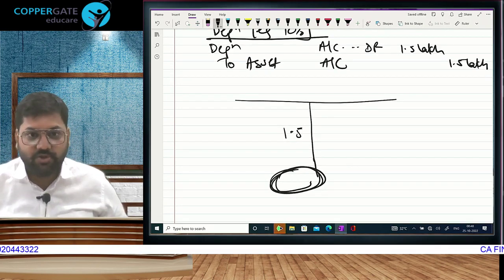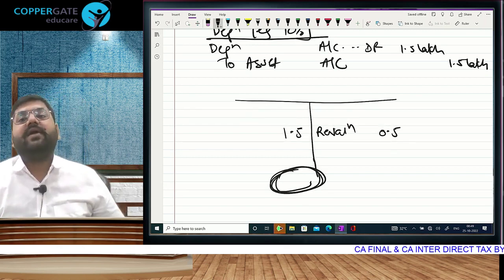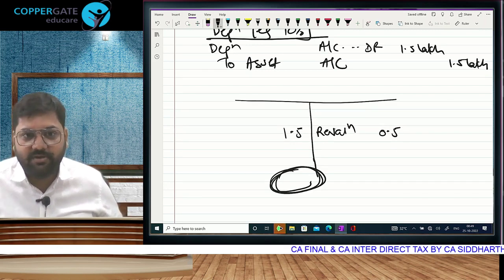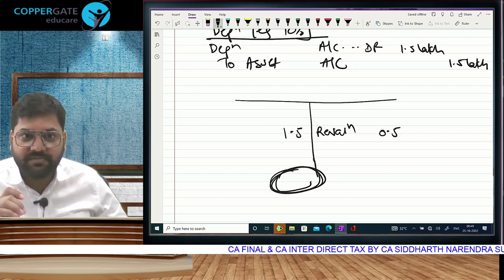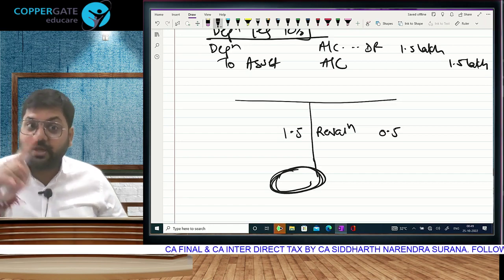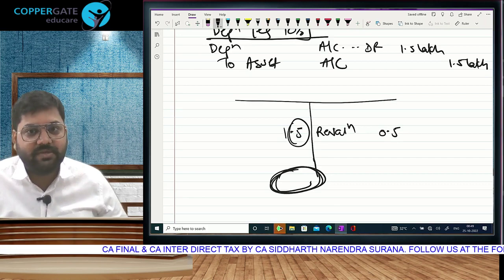Your profit figure is not correct. Correct this figure by transferring from your revaluation account the amount to the extent of the unnecessary depreciation. First of all, we have created a revaluation reserve on an asset. There is 5 lakh rupees lying in the revaluation reserve. Correct or no? It is because of that 5 lakh that this extra depreciation of 0.5 is coming.